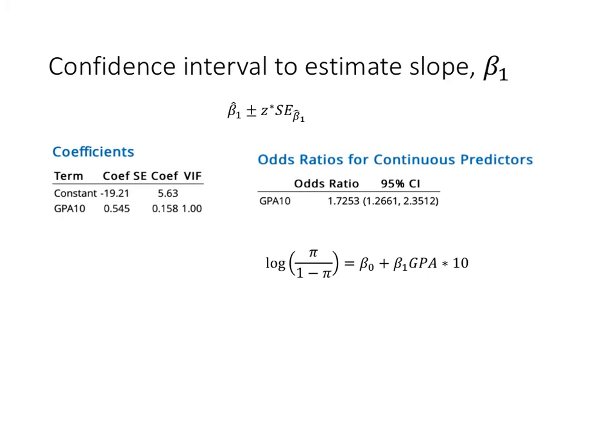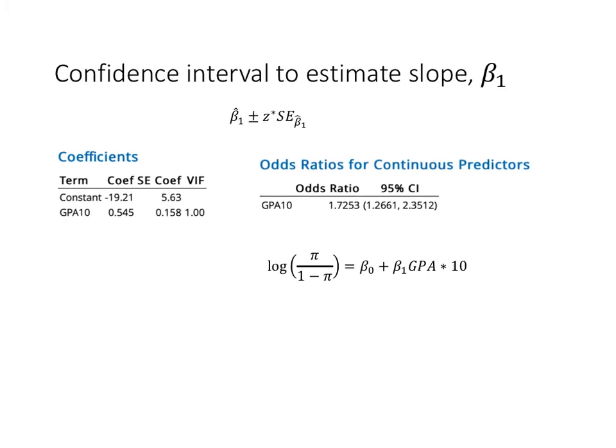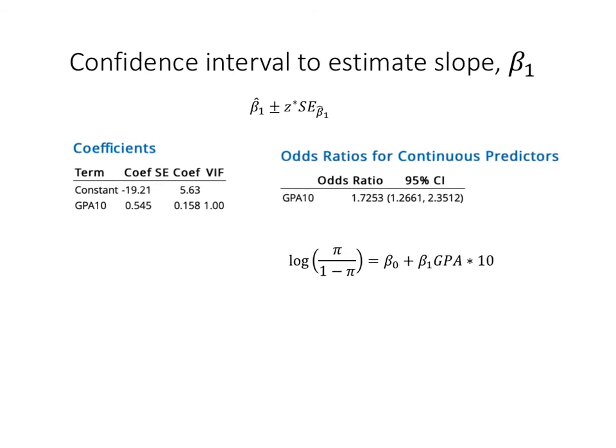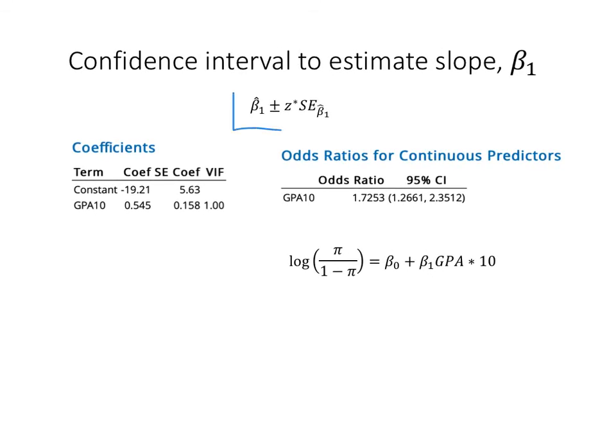Okay, so now we might want to do some estimating of that slope coefficient beta 1. So this formula hopefully looks familiar. To estimate beta 1, we'll use the point estimate, beta 1 hat, and add and subtract to it a margin of error, where the margin of error involves standard error and z star. Remember, z star corresponds to your confidence level. So if we want to be 95% confident, then z star would of course be 1.96.